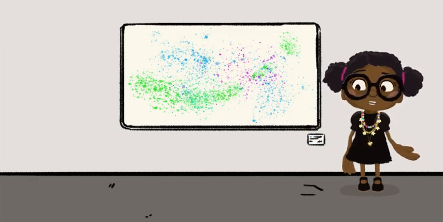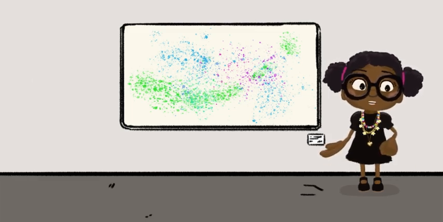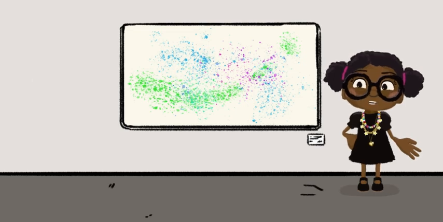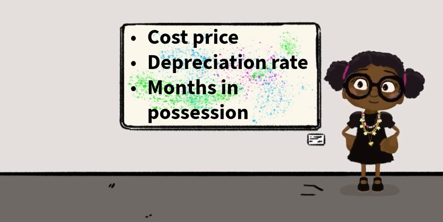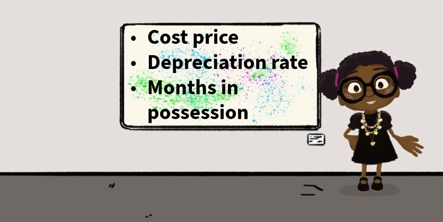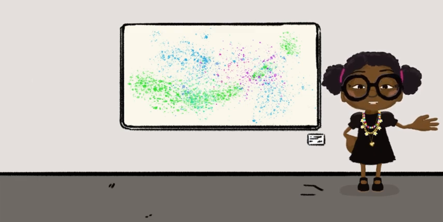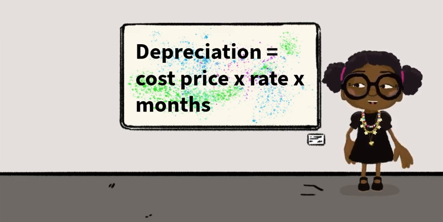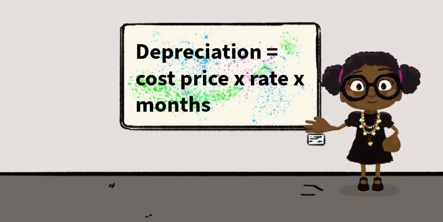The straight line method reduces the value of an asset in equal amounts every year, resulting in the same depreciation expense. When calculating depreciation using the straight line method, you identify the cost price of the asset, the rate of depreciation, and the amount of months the asset was in your possession. After identifying these elements, it's time to do the calculation. The depreciation expense will be the cost price multiplied by the depreciation rate multiplied by the months of possession.